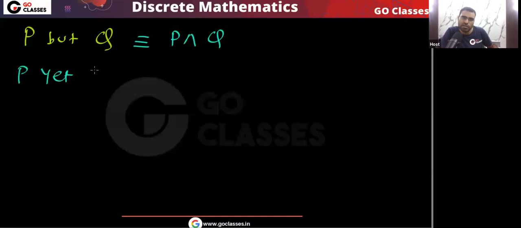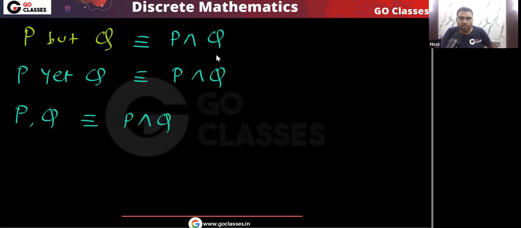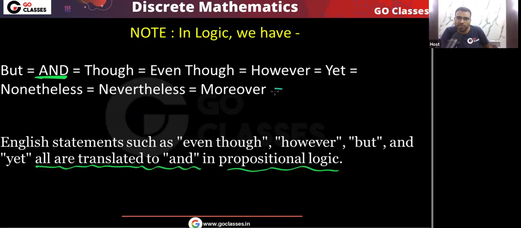What I want to say is that if you have this statement, for example, P but Q, then how to write this? Very simple, this will be P and Q. For example, if you want to say P yet Q, that is also the same as P and Q. If you want to say P comma Q, then also that is the same as P and Q. This comma also means and. And remember, this is very intuitive.